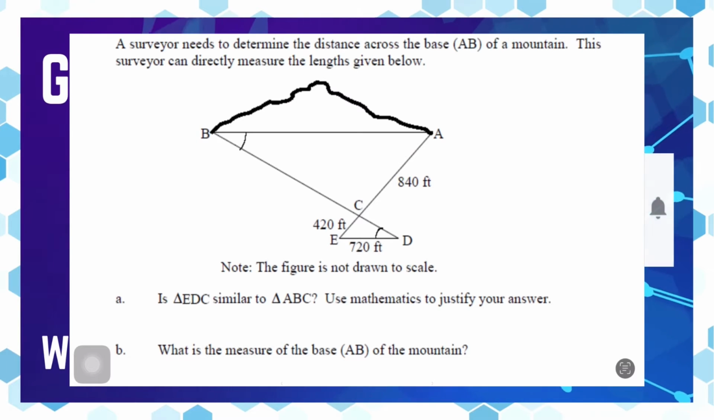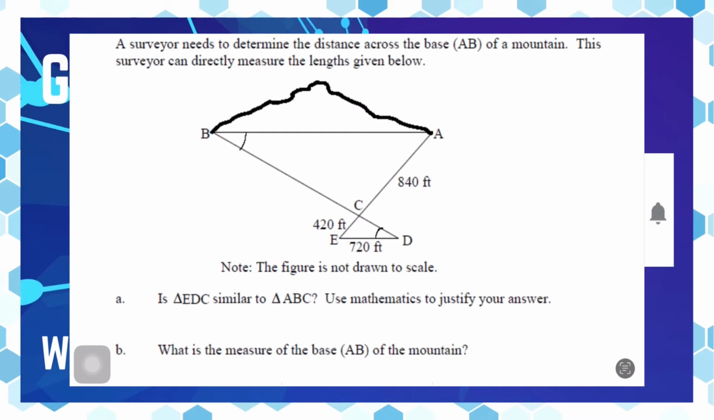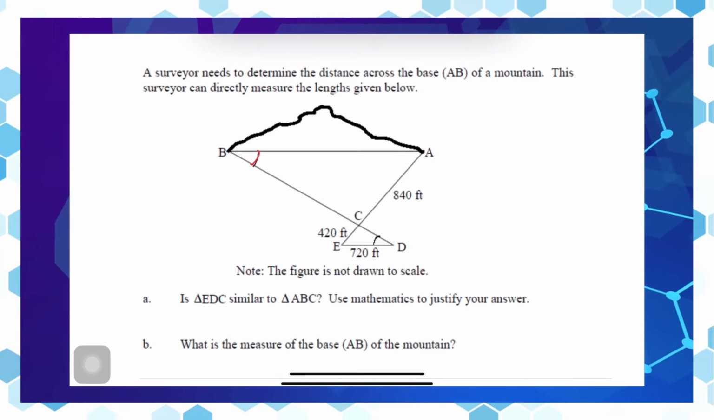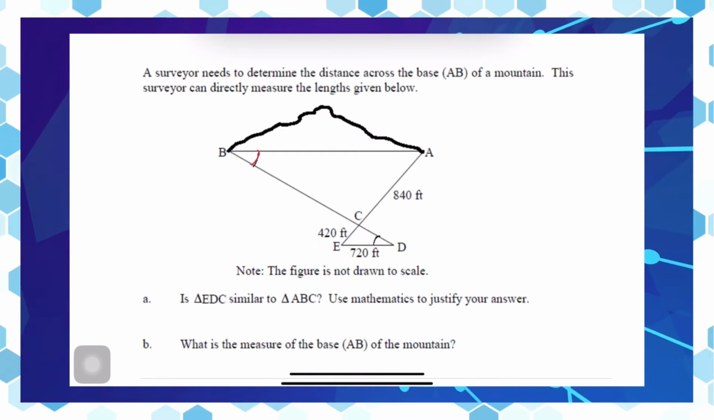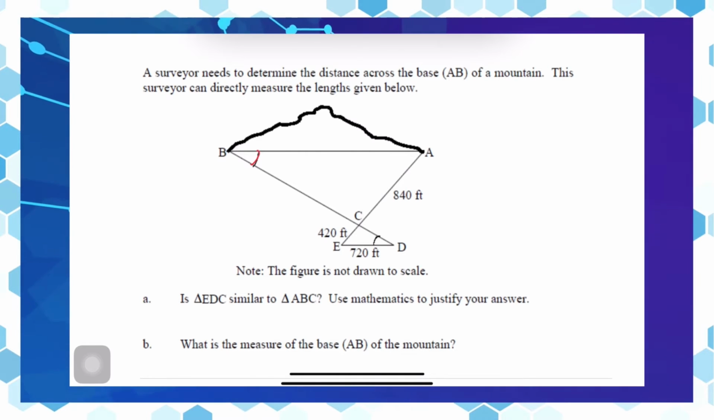A surveyor needs to determine the distance across the base AB of a mountain. This surveyor can directly measure the lengths given below. Let's take a look at the first question of the problem. Is triangle EDC similar to triangle ABC? Use mathematics to justify your answer.